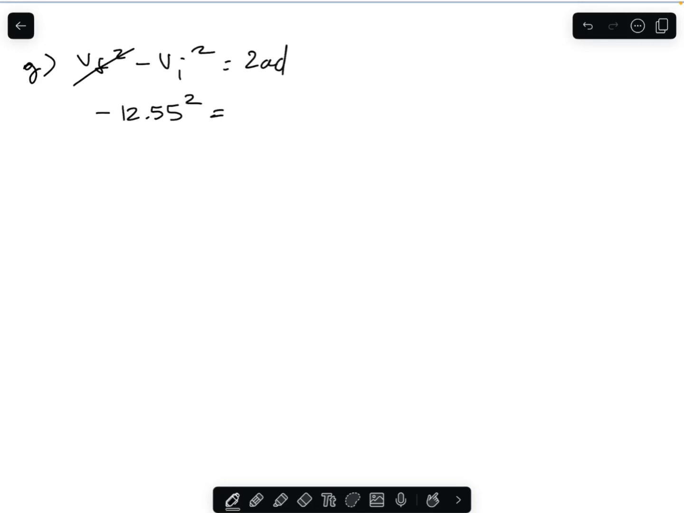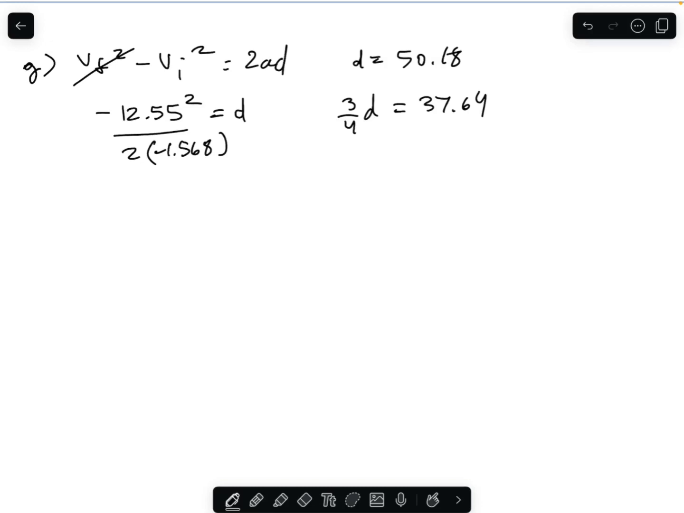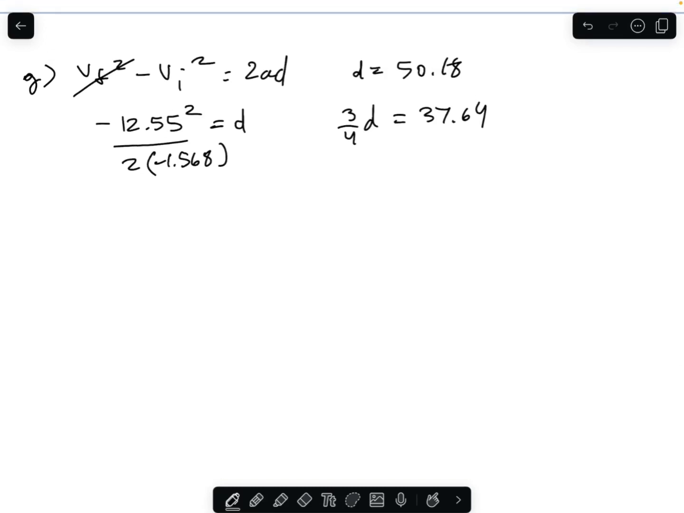And then to get the distance, I'm going to divide by 2a. So a was negative 1.568. So then distance is going to be 50.18. 3/4 of that distance is 37.64. And then again, I'm going to use the general formula to find the vf squared before it hits the block, before it hits the rod.